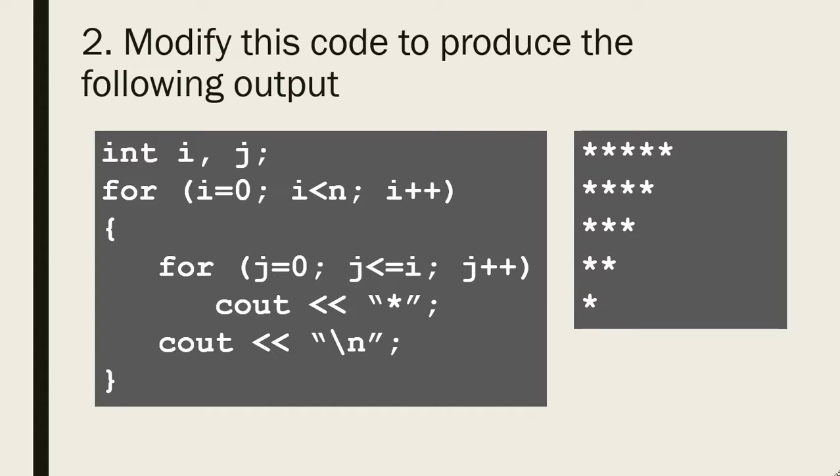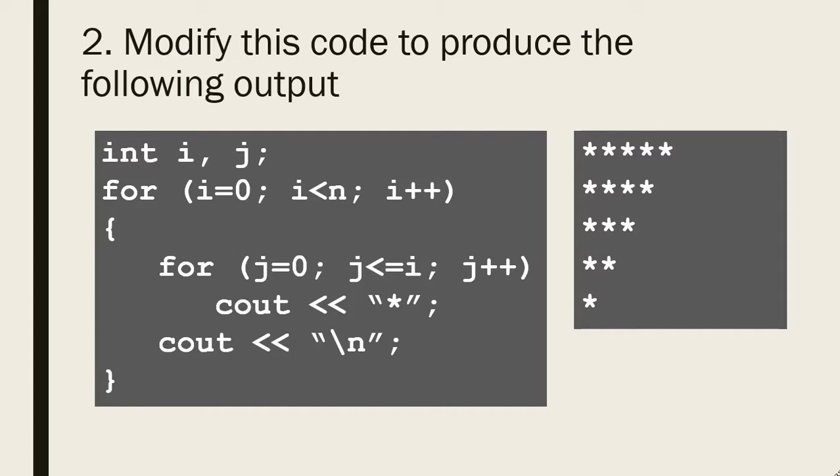Now consider what it would take to flip this output. Instead of starting low and going to a high number of stars, it starts high and goes low. How would we modify this code to pull that off? Well, one hint here is don't mess around with the outer loop. Leave that like it is. It still prints 5 lines. It's the inner loop we're going to have to look at.